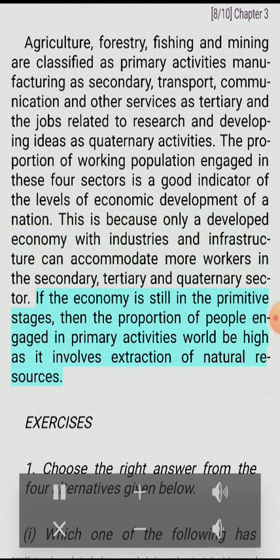If the economy is still in the primitive stages, then the proportion of people engaged in primary activities will be high as it involves extraction of natural resources.